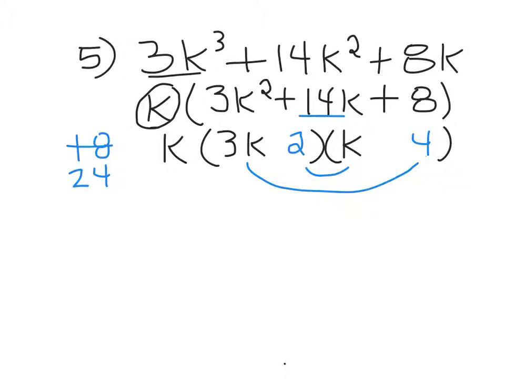So in the middle I have 2k. My outside terms are 12k. So I know if I add those together I'm going to get the 14. Since both signs are positive, this can be positive and this can be positive. So now I have it. k times (3k + 2) times (k + 4). That's my answer.